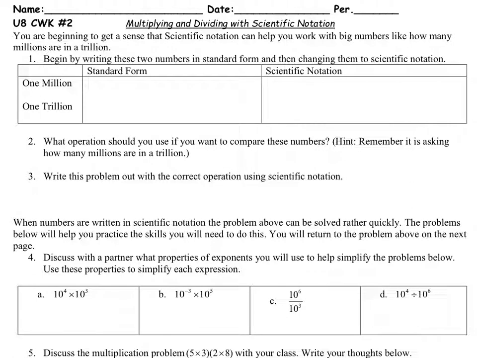You are beginning to get a sense that scientific notation can help you work with big numbers. Like how many millions are in a trillion? Alright, so in standard form, 1 million would be 1, and then 6 zeros.